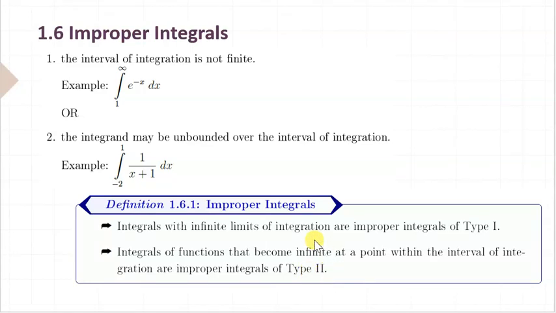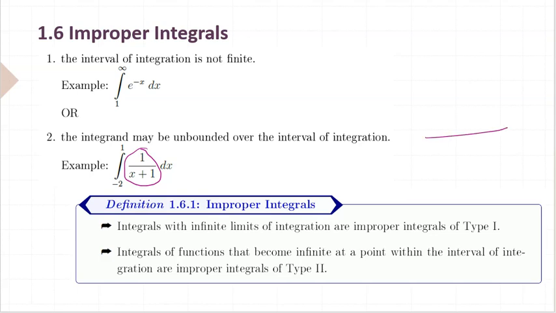Hello everyone. In this video, we will see type 2 of improper integrals and how we find the solution for them. We'll see that here the integrand, the function which you have to integrate, is unbounded over the interval. Then how do we evaluate this integral? Why are we saying it is unbounded over this interval?